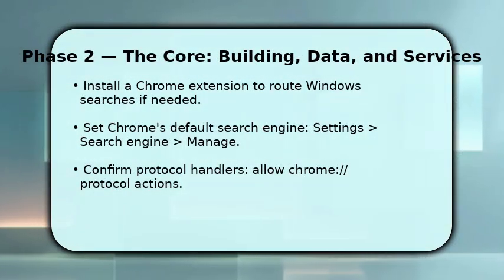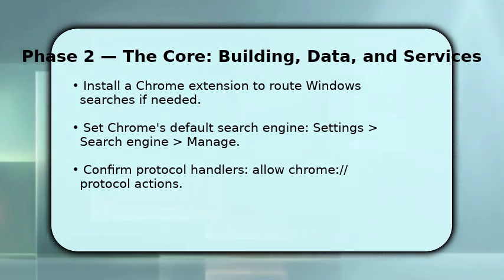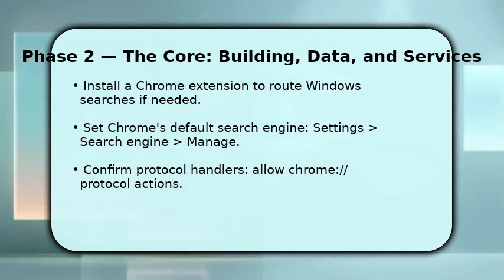Next, you configure Chrome to accept search input from Windows. Go to Chrome settings and pick your preferred default search engine, because Windows will pass queries to that engine. If you need direct integration, install a lightweight extension that intercepts search intents from the OS. This is required in some Windows versions.